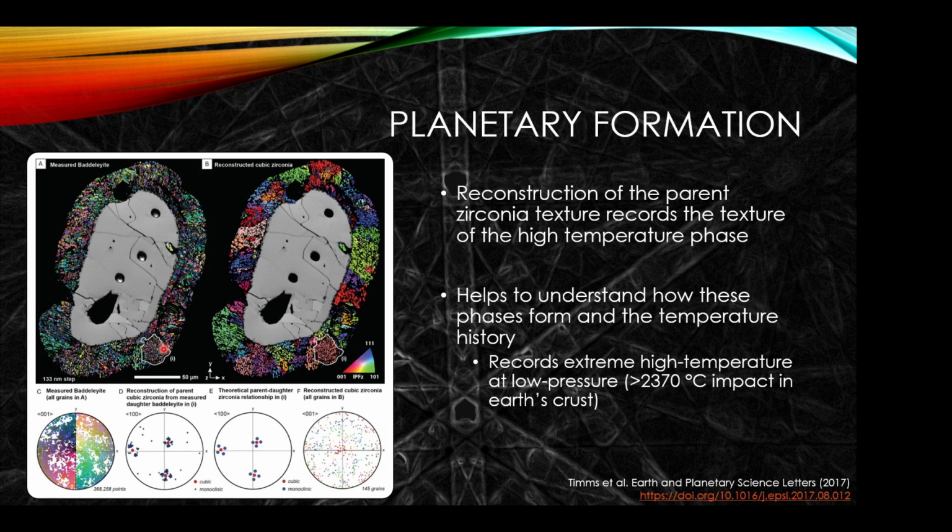We can also use this to understand things like planetary formation and geological crystals. By looking at the crystallographic orientations of a badarite structure, we can infer the parent, high temperature zirconium dioxide structure, a zircon type structure, a zirconia structure, apologies. That enables us to understand the growth of the zirconia, and specifically this is a particle that records some of the highest temperatures experienced in the Earth's crust, associated with the direct impact that is present in these materials.